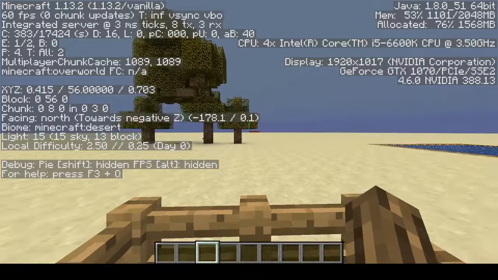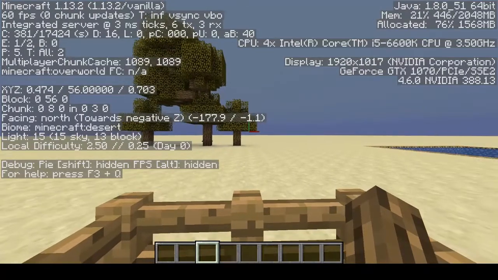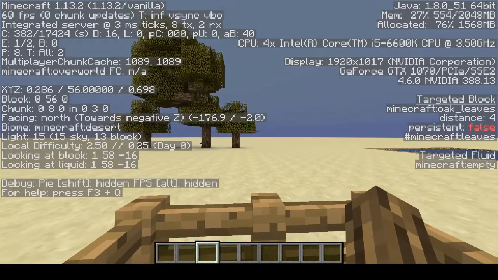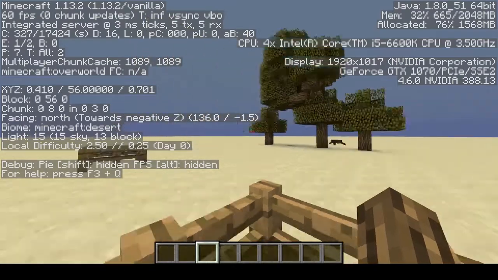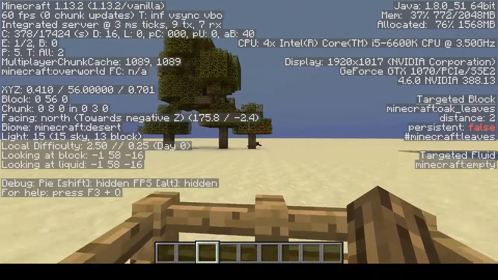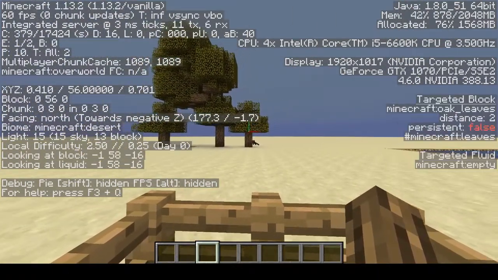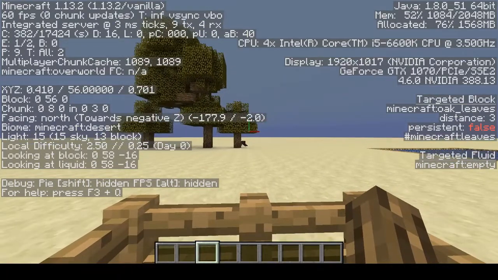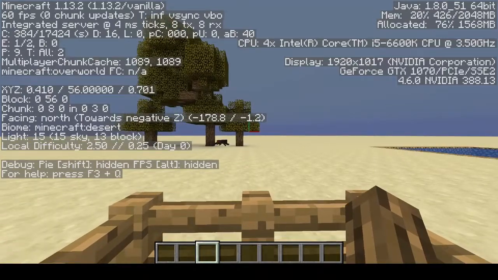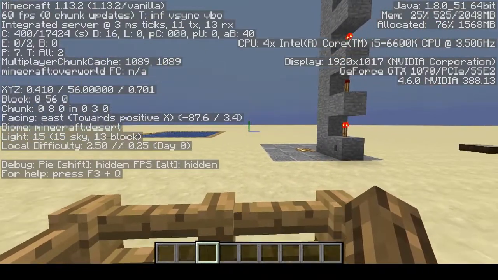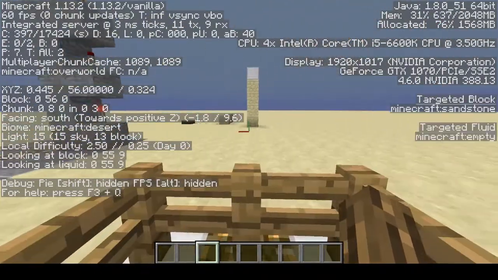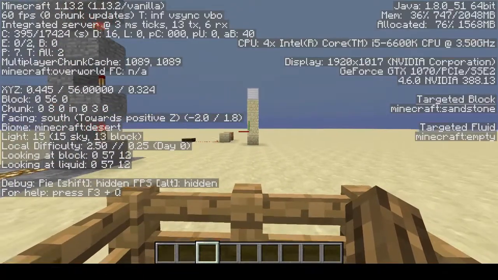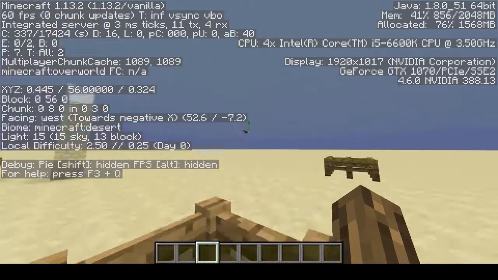So keep in mind the Y rotation goes from -180 to positive 179.9, and then it wraps around. So 180 is actually the same thing as -180. 270 is the same thing as -90. 360 is the same thing as 0. And you can keep going like that.